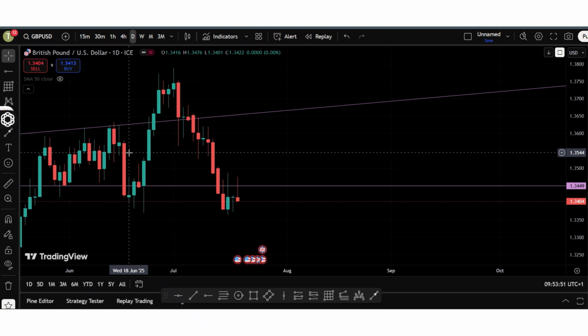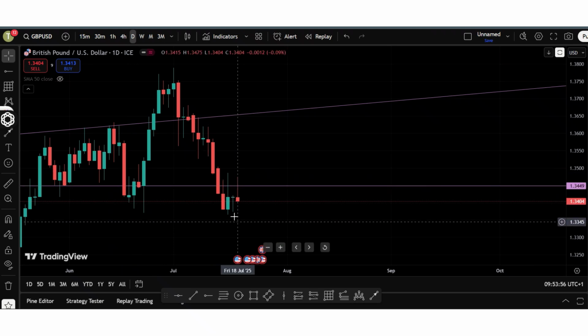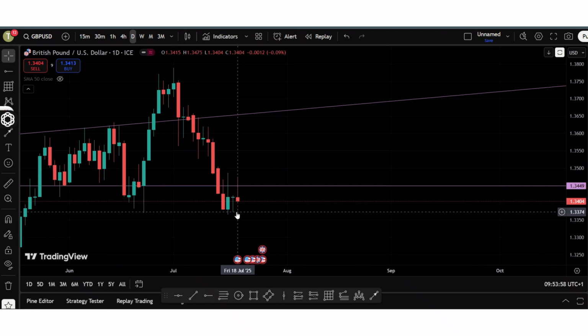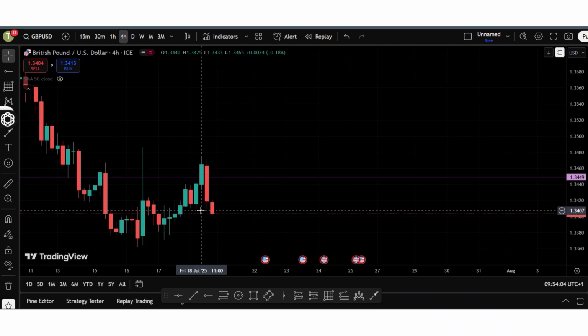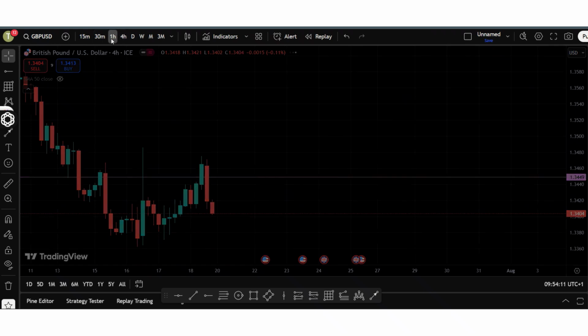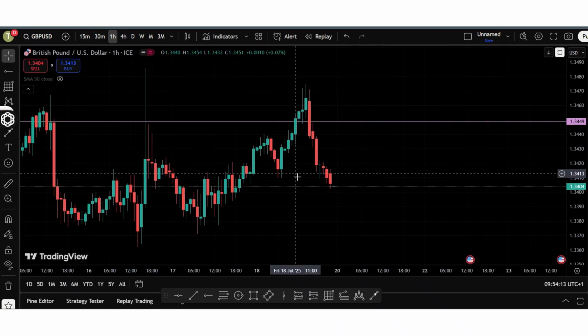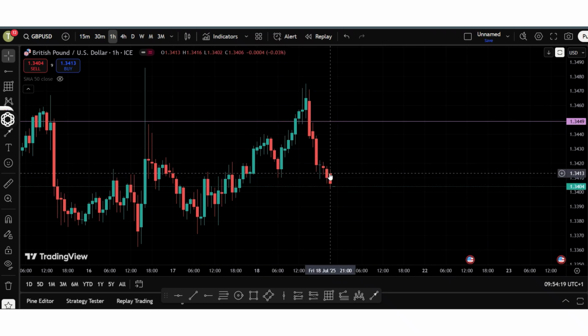So we need to mark out levels. And you can see from Friday, on the 18th of July, there was a rejection. And if you go to the 4 hours, you will see that we had an open close break. So close below the open close, and on the 1 hour, we had a break of structure. So we need to mark out levels where we can sell from.